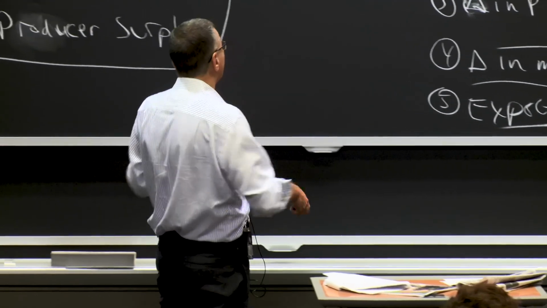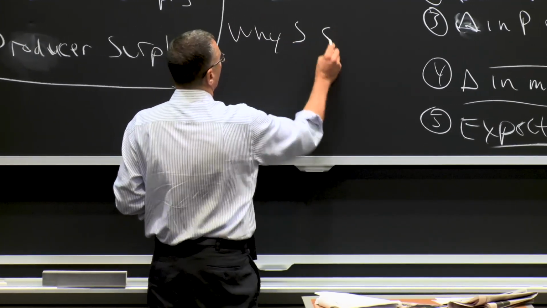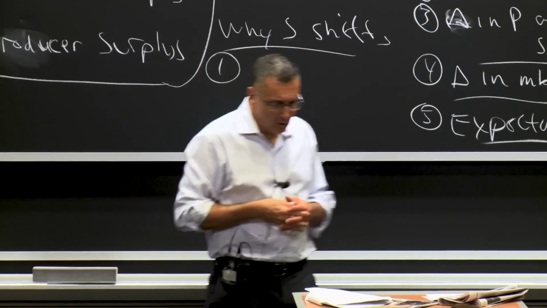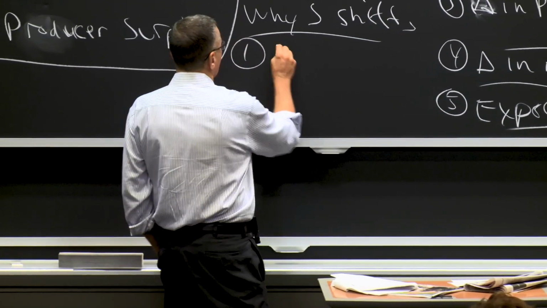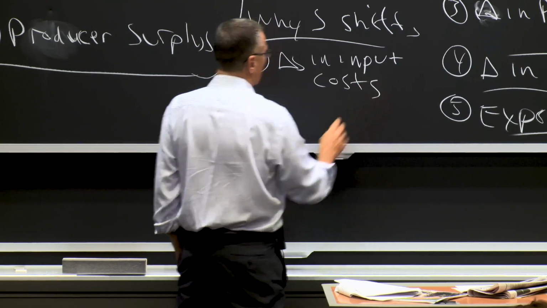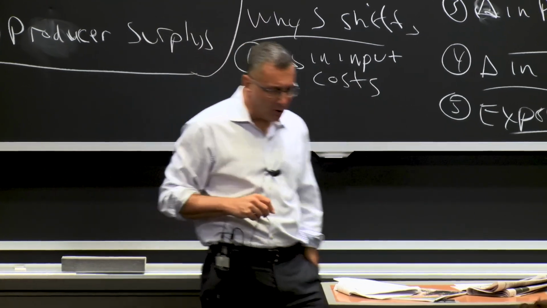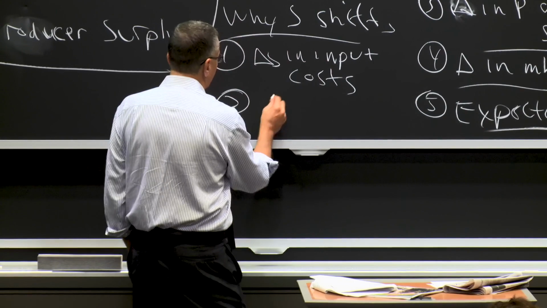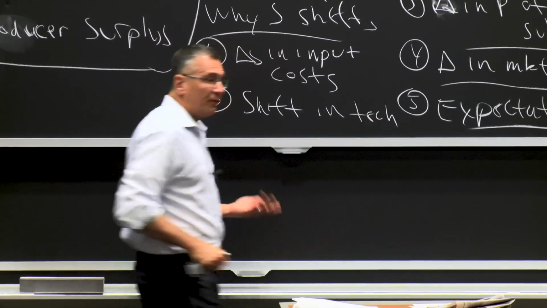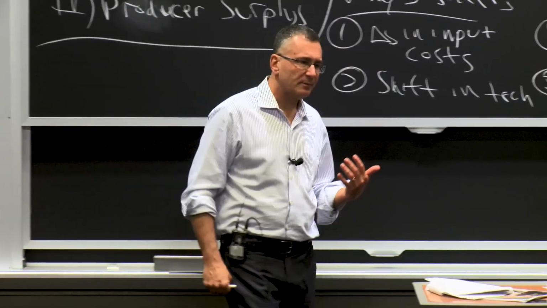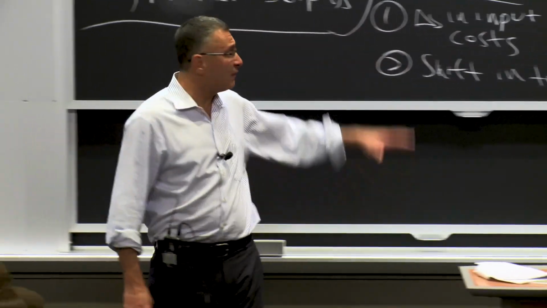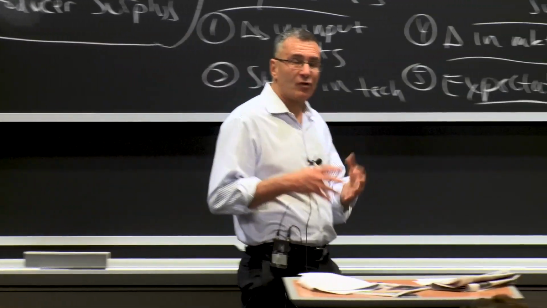For the supply curve, why the supply curve shifts is sort of much simpler. There's really only two reasons. Okay? One reason is changes in input costs. And the second is a shift in the technology in production. So either the production function changes or input costs change. That's pretty much why supply curves shift. Okay? So that sort of gives you a catalog of how to think about these curves shifting.